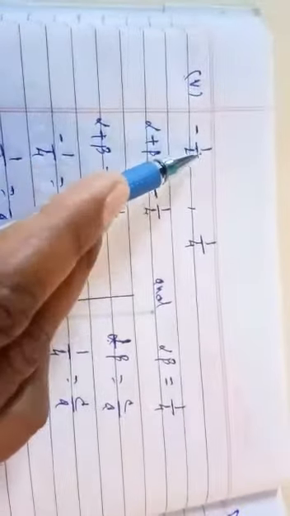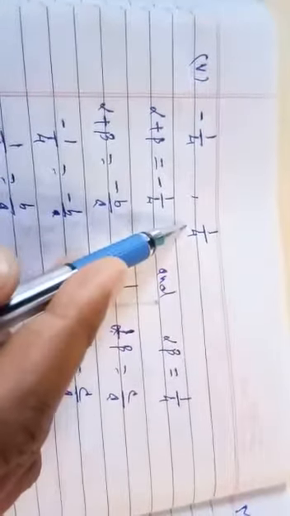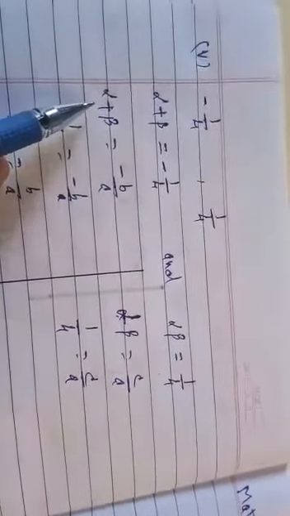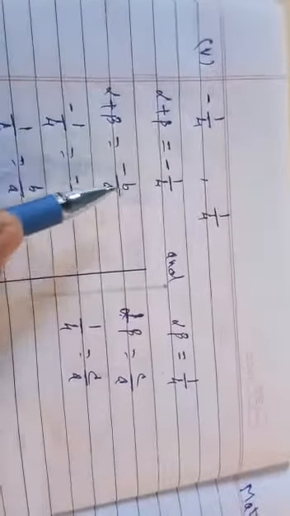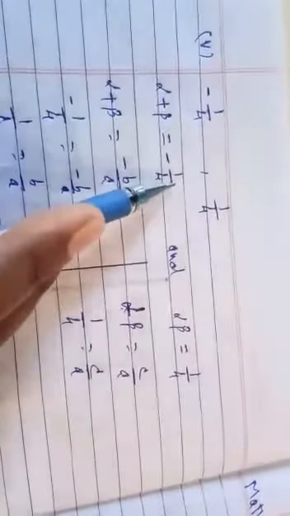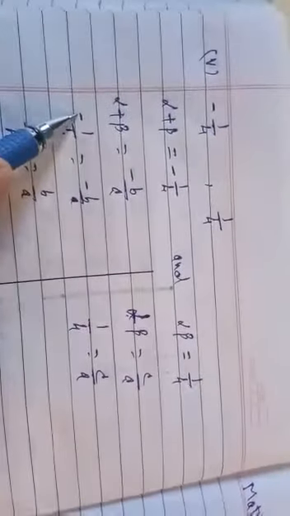Now again the next question. Alpha plus beta is minus 1 upon 4, the sum of zeros, and the product of zeros, alpha into beta, is 1 upon 4. Again the relation between zeros and coefficients. So alpha plus beta is always equal to minus b upon a. The value of alpha plus beta is minus 1 upon 4, so minus 1 upon 4 equals minus b upon a. Okay, now minus minus cancel out, so 1 upon 4 equals b upon a.